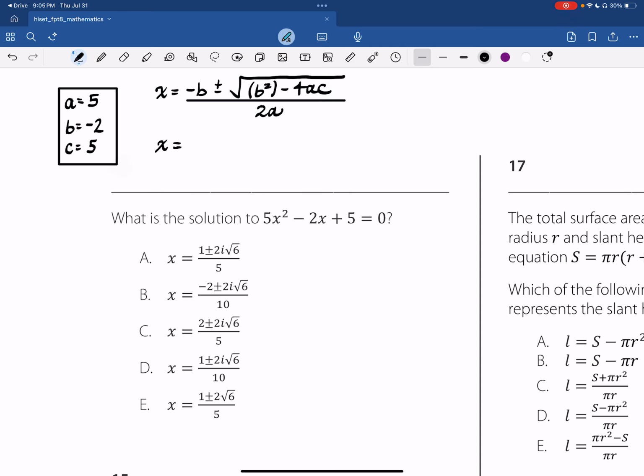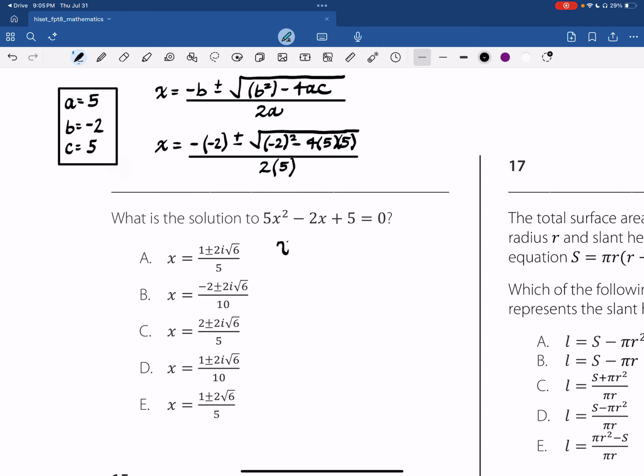So X is -2 plus or minus the square root of -2 to the second power minus 4 times 5 times 5. And all of that mess is over 2 times 5.